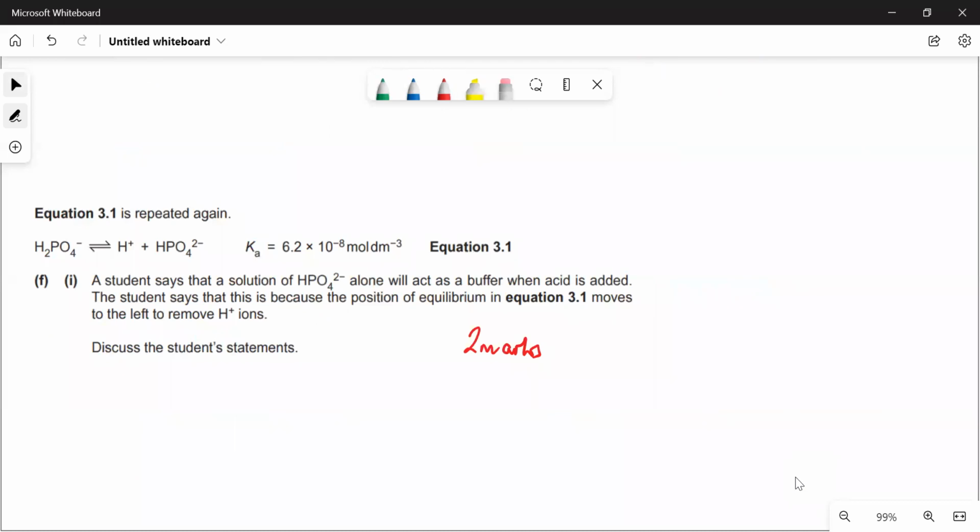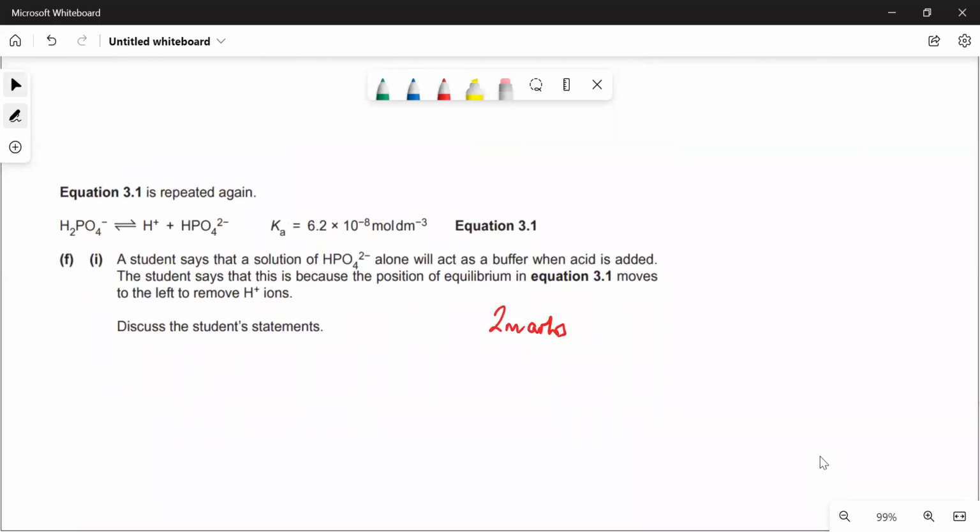A student says that a solution of HPO4 2- alone will act as a buffer when acid is added. The student says this because the position of equilibrium moves to the left to remove H+ ions. Well, we've almost answered that question. It's a strange question, really. Will it act as a buffer? Yes. Why? If you add H+, it's going to tend to remove H+ by pushing the equilibrium that way. Okay, so I'll say that.